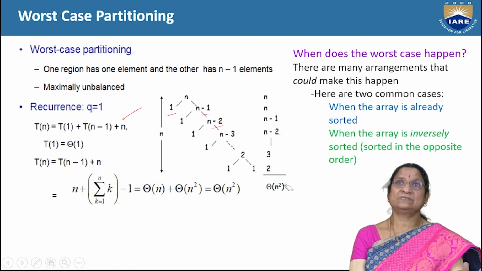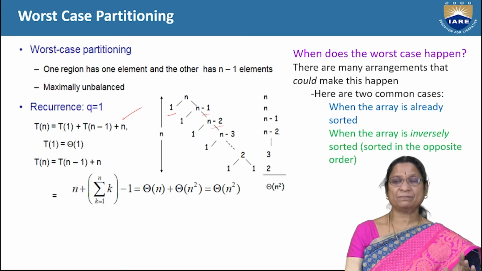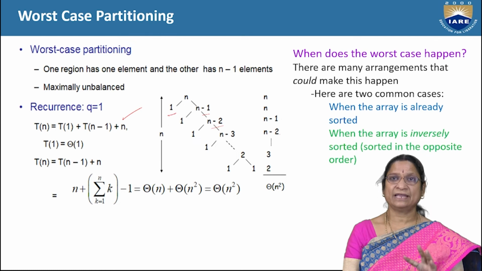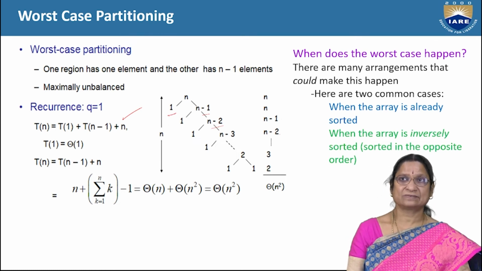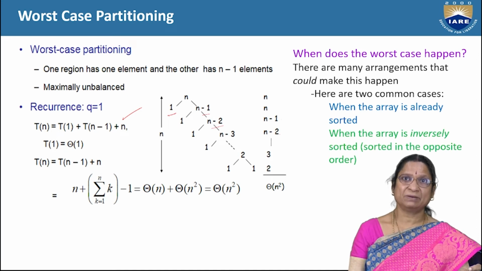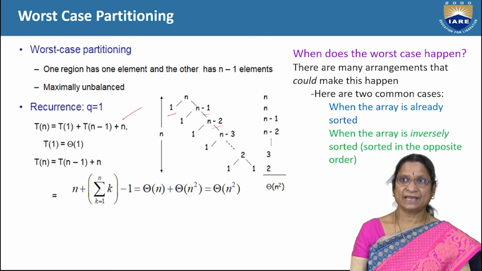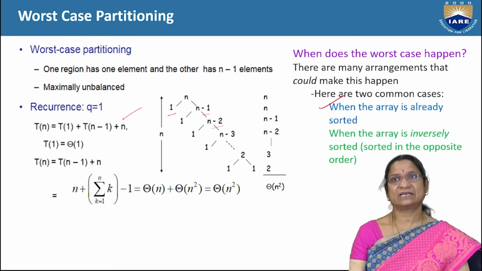So when this worst case happens, that means every time the partitioning takes sizes 1 and n minus 1. There may be many arrangements which result in the worst case, but we will consider two common cases. What are the two cases? When our list is already in sorted order. So when the array is already in sorted order, the worst case occurs.